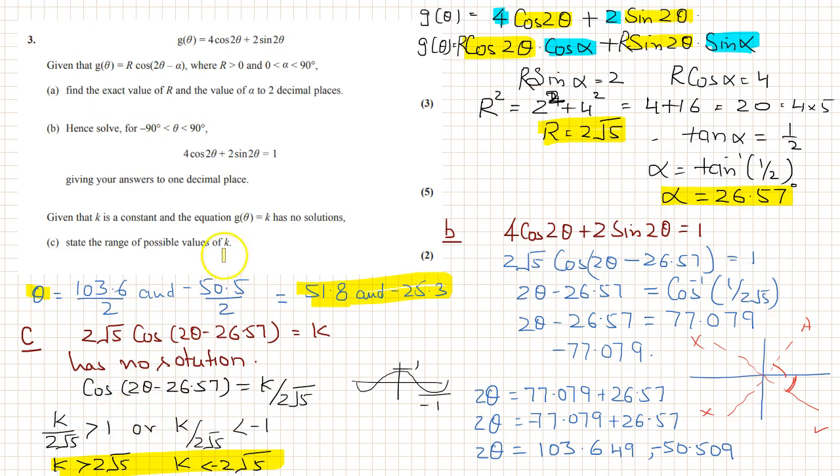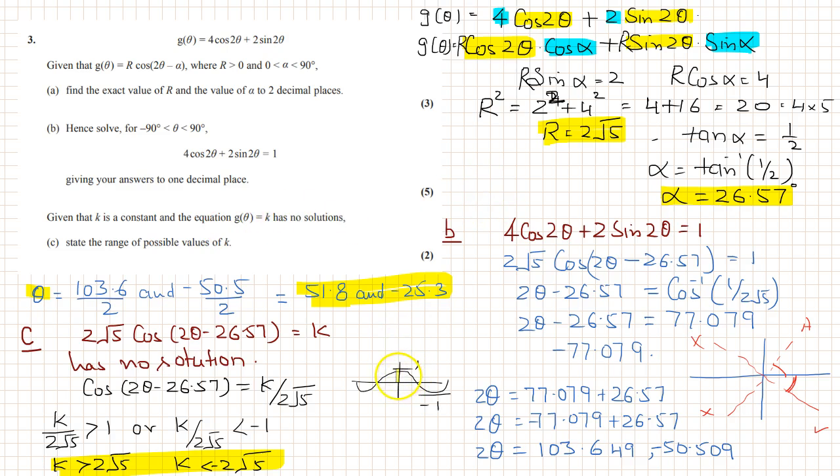I think the recording was off when I was writing this. If it has no solution, let's try to find the solution. So cos 2 theta minus 26.57 is equal to k over 2 root 5. Now it's saying no solution.